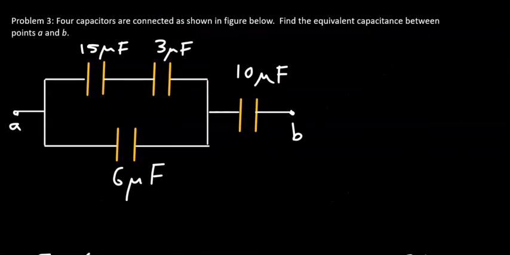Problem 3. 4 capacitors are connected as shown in the figure below. Find the equivalent capacitance between points A and B for this capacitor network. So this problem needs to be done in stages.